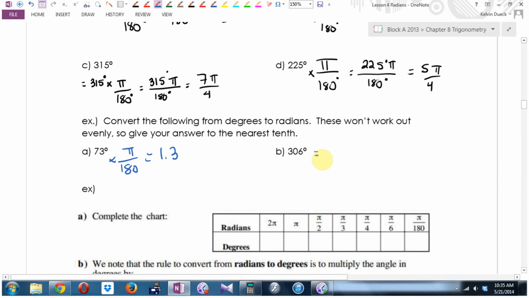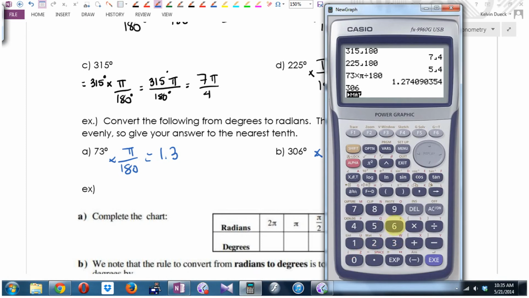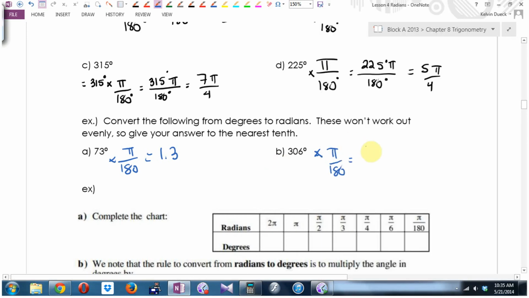306 degrees, can you convert that to radians, please? To do that, you're going to multiply by pi over 180. Since they didn't say leave my answer as an exact value in terms of pi, I won't use the fraction button. I'll just go 306 times pi divided by 180. And I get 5.3 radians. Okay?